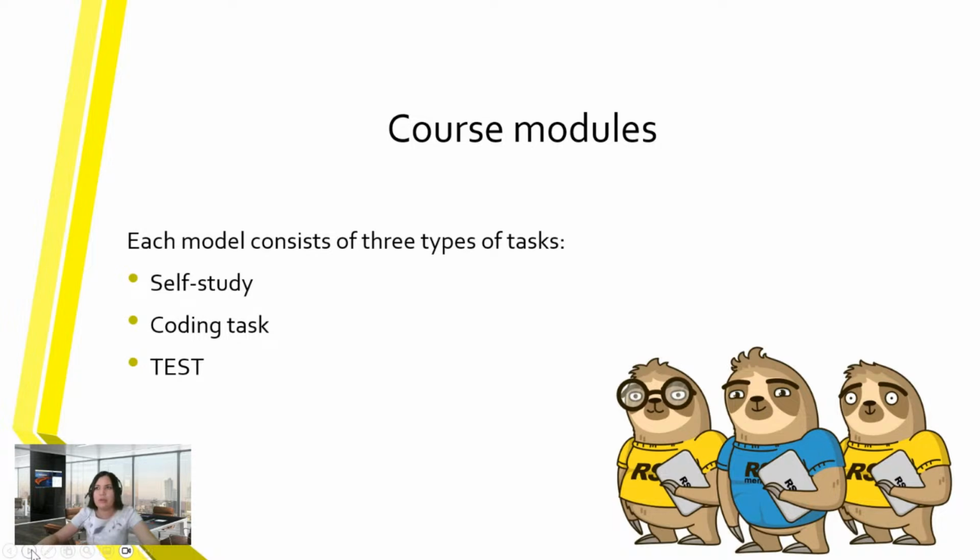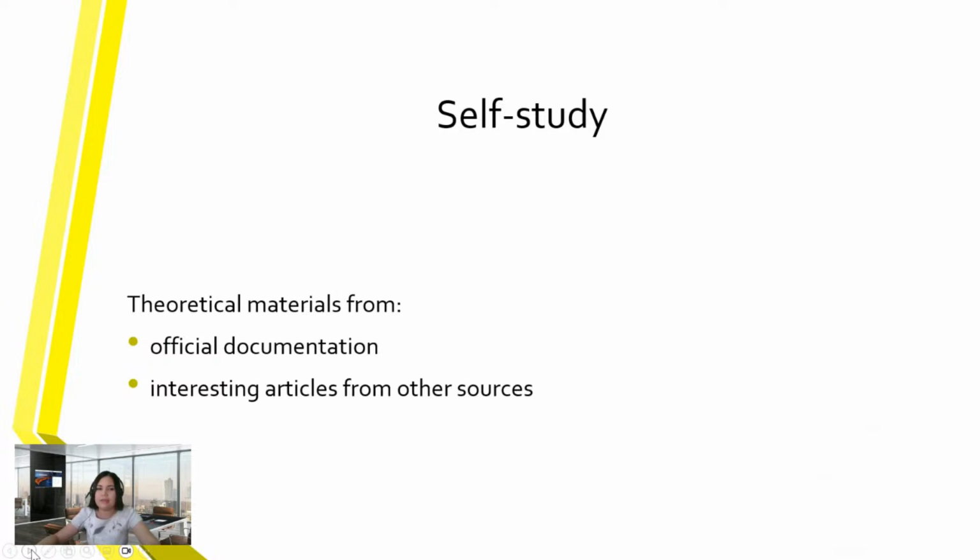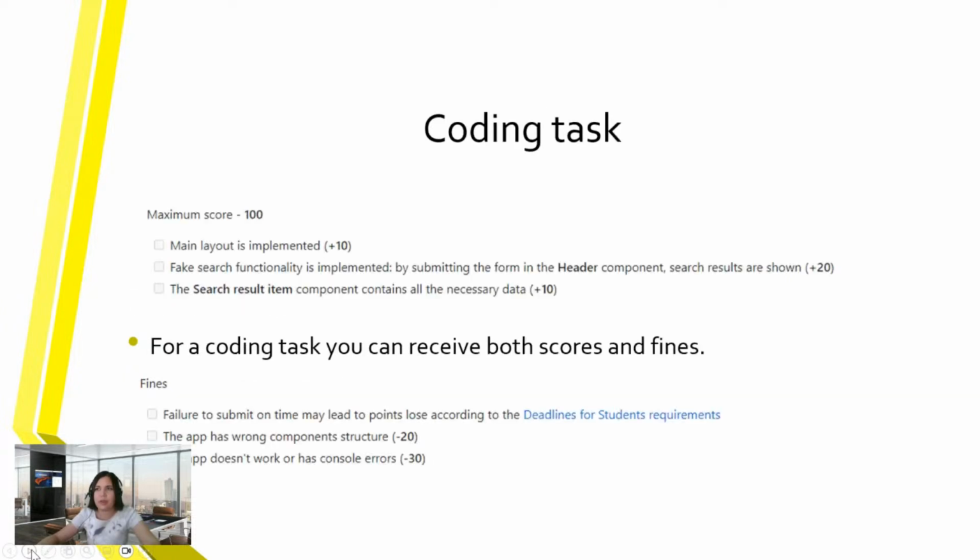Each module consists of 3 types of tasks, such as self-study, coding task, and test. Self-study task includes 2 types of materials. It's official documentation and interesting articles from other sources that we found for you. And in the coding task, your practical task will be reviewed by a mentor, and there you can receive scores and fines.